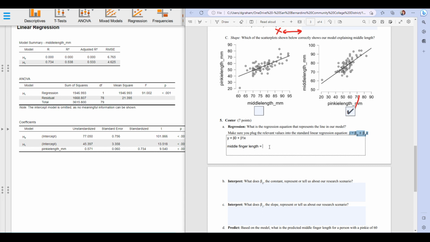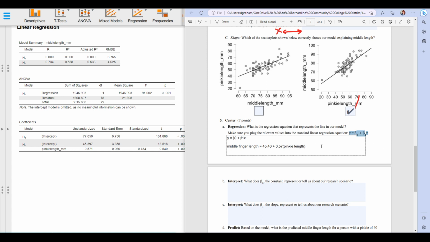So middle finger length equals 45.397. So I'll round that a little bit. 45 point, I'll round to 45.4, plus, and in this case it is a plus because there's no minus sign right here, right? So if there's no minus sign, it's going to be a plus. Plus 0.57 times, right? This is my effect of, that's my B1. Now I need my X, and in this case, we know my X is the pinky length.